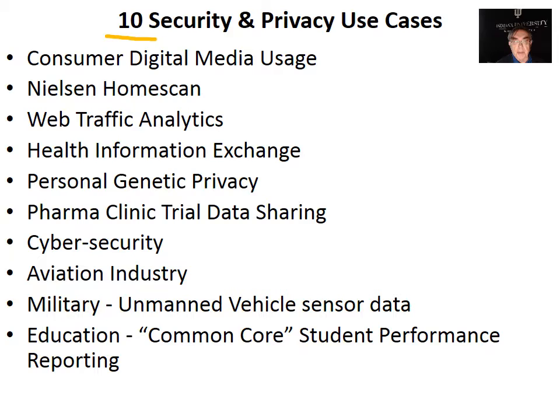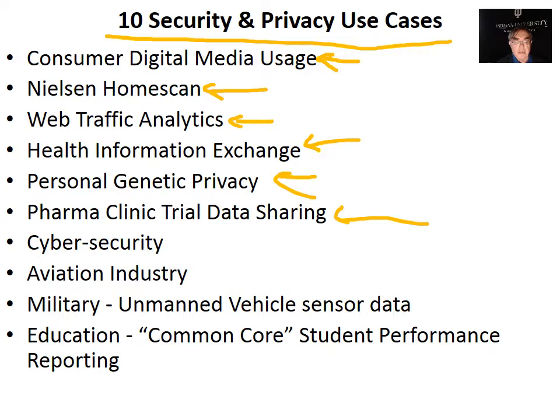Here we have, going back to the NIST survey, the security and privacy group, which had 10 different use cases which were not done in the same fashion as the 51 use cases: consumer digital media, Nielsen home scan. These are obviously commodity applications which have some privacy issue, data analytics from the web. Of course, health is full of important security issues. Here we have 3 separate health areas.